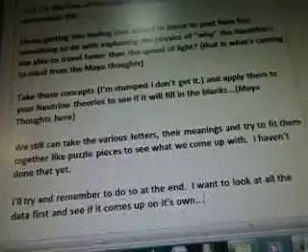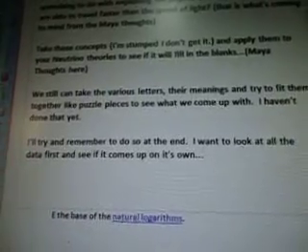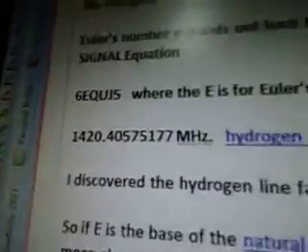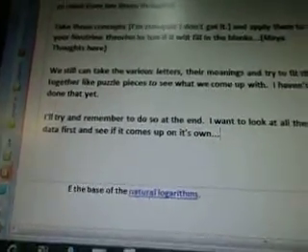Maya thoughts here. We can still take the various letters, their meanings, and try to fit them together like puzzle pieces to see what we come up with. I haven't done that yet. What I'm talking about is the letters in this signal here. That was the alien signal that came up in the binary code. I'm still going to take each letter and what the meaning of them is and put it together and see if it forms some sort of thought with it. Okay? I'll try and remember to do this at the end. I want to look at all the data first and see what comes up on its own.